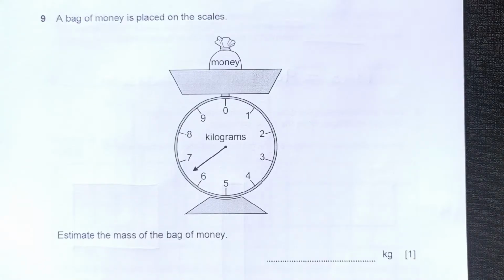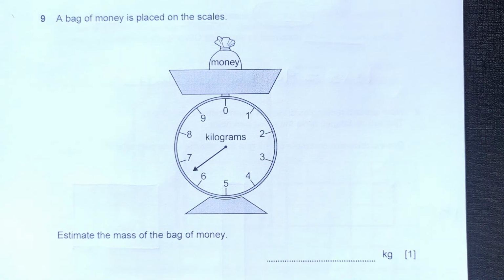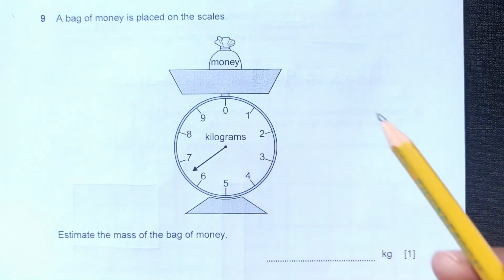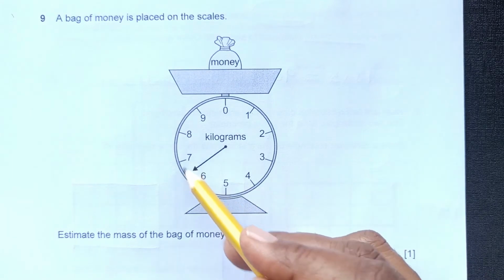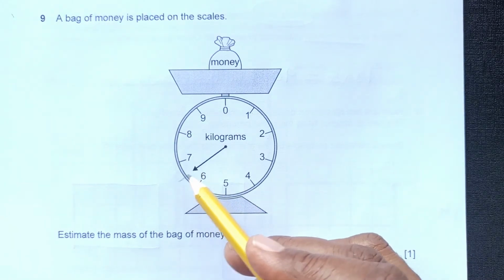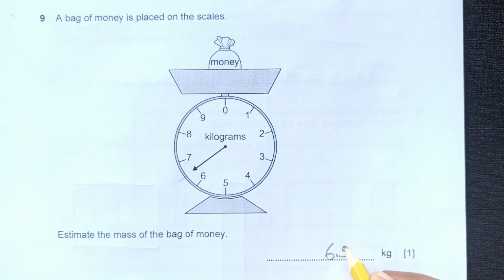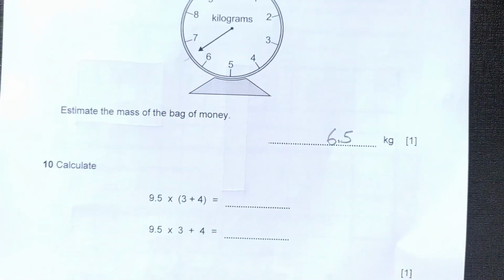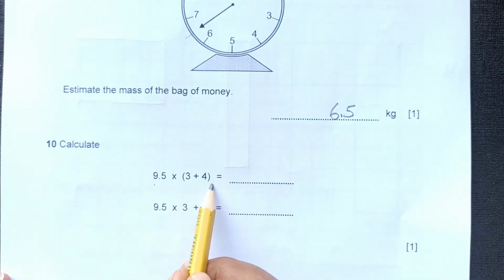Question 9. A bag of money is placed on a scale. You can see here money. Estimate the mass of the bag. Okay, so we see this is in kilograms, right? 1, 2, 3, 4, 5, 6. So it's in the middle of 6 and 7. So this is 6.5 kilograms. Very simple question.